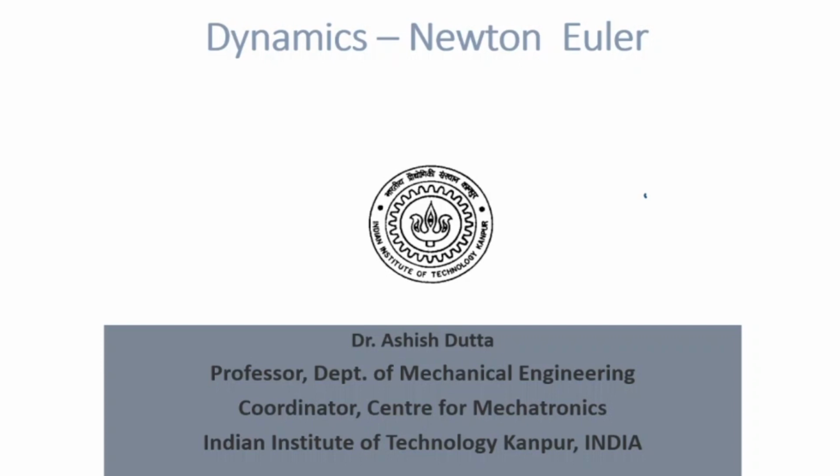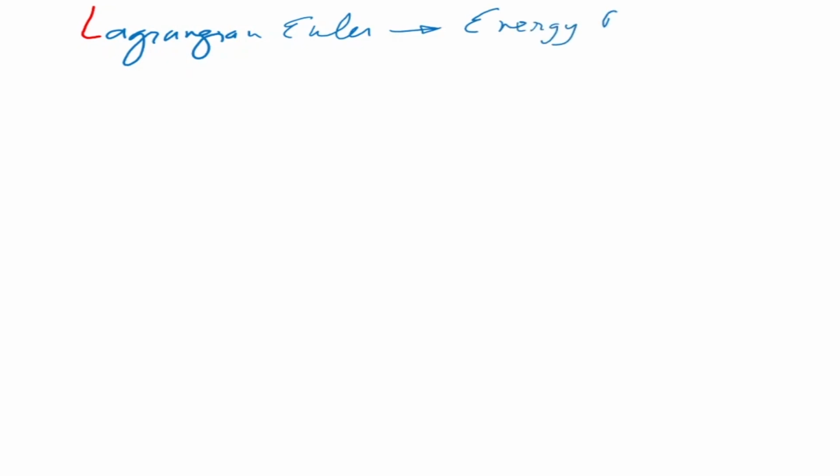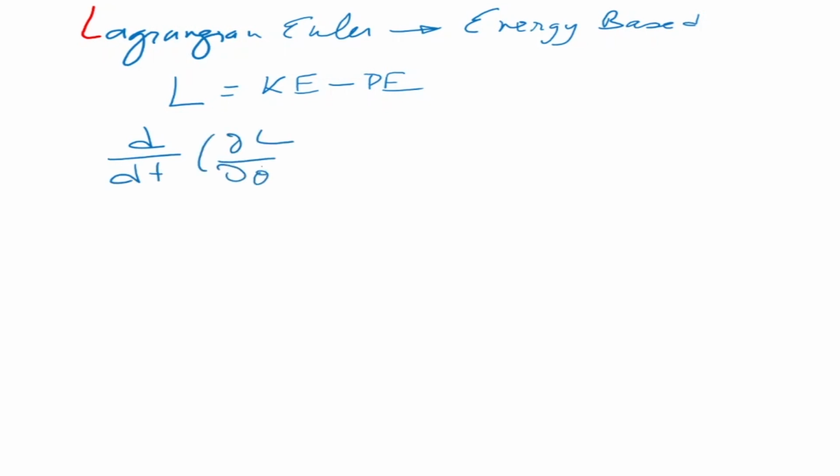First, a very quick recap on what we did in the last class. We talked about Lagrangian Euler dynamics, which is essentially an energy based method. In this method we compute a scalar function called the Lagrangian, which is the kinetic energy minus the potential energy of the links. Then we put in the equation d/dt of dL/d theta dot minus dL/d theta is equal to tau.